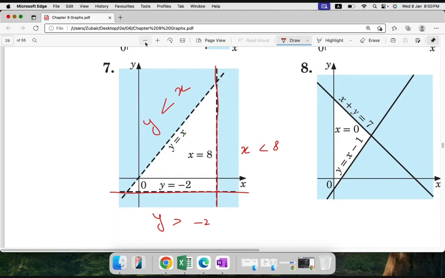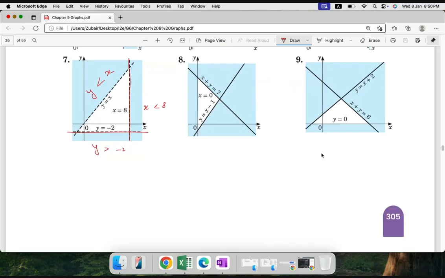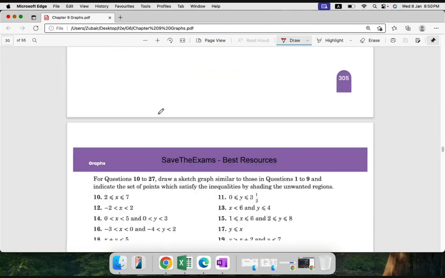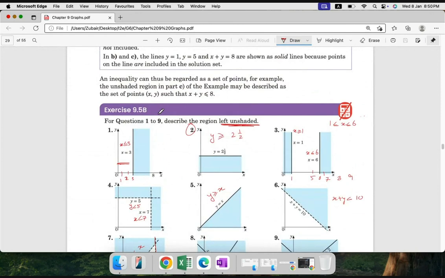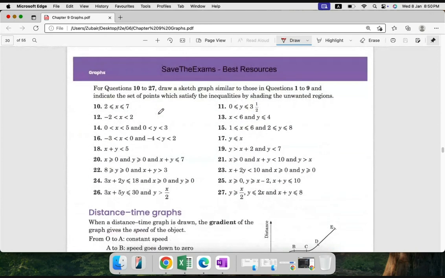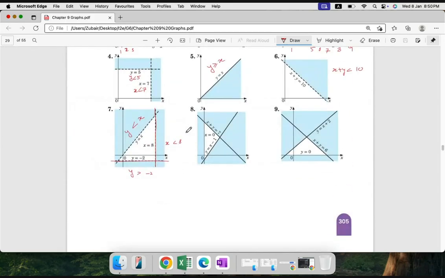Okay, so do practice the remaining questions. One question from the previous exercise and a few of these. Now these were already shaded and equations were being asked. These are the inequalities and you have to sketch them. And we have done sketching in the second last exercise. So do practice that one question.